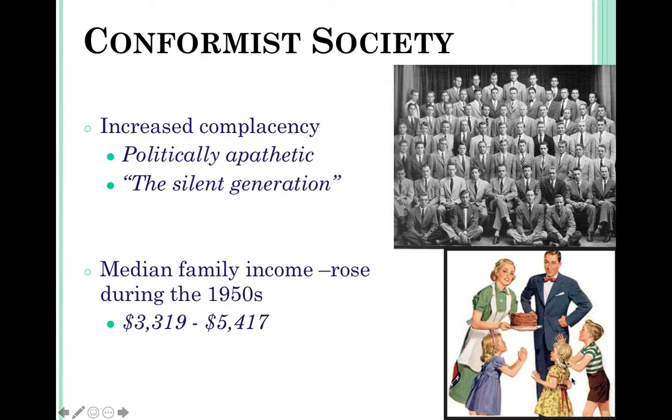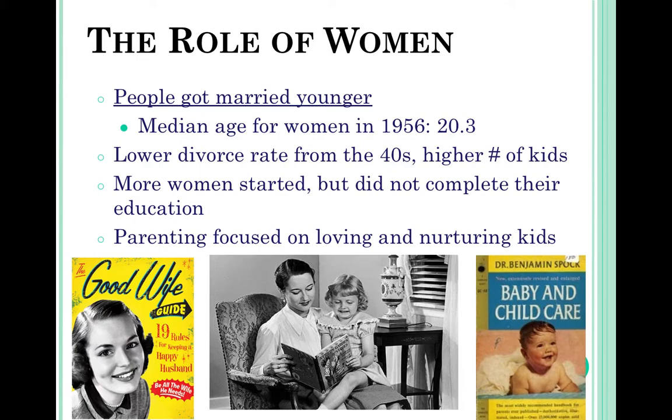The role of women is going to change as well. People got married a lot younger. The median age of women in 1956 is going to be 20 years old. Lower divorce rates from the 40s, higher number of kids. During the 1940s, there was a lot of stressors like the Great Depression and World War II, men away at war. But also you had men running off from their families during the Great Depression because they felt like they couldn't provide for their families. And so there's lower divorce rates in the 50s because there's less of a reason to do that.